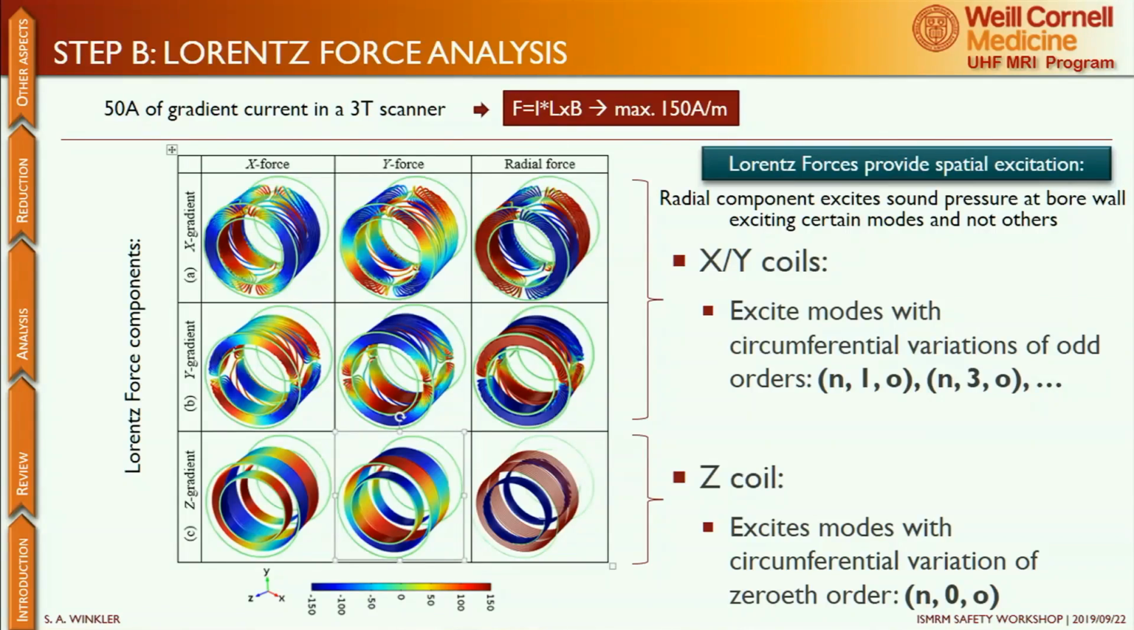And we can already see some things happening here. So for example, in the X and Y coils, we can see that the excitation has a circumferential variation of 1 here. So we kind of foresee that modes with odd orders of circumferential variations are going to be excited. And for the Z coil, we don't have any variation in circumferential direction. So we think that basically the 0th order of modes are going to be excited.